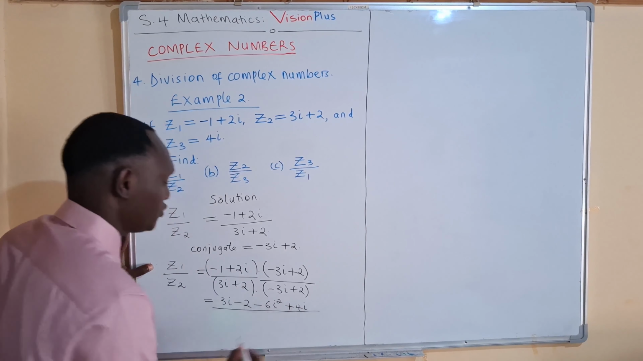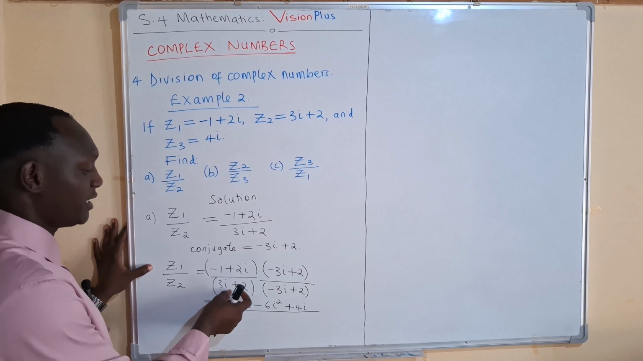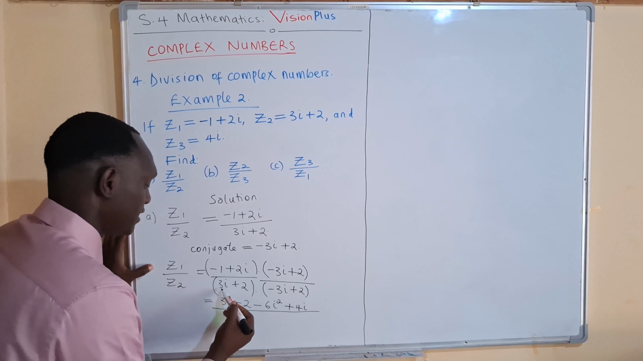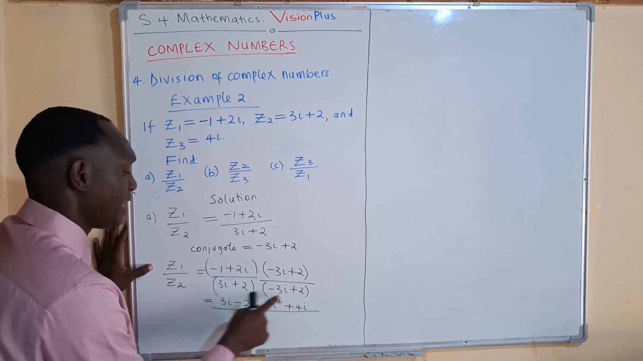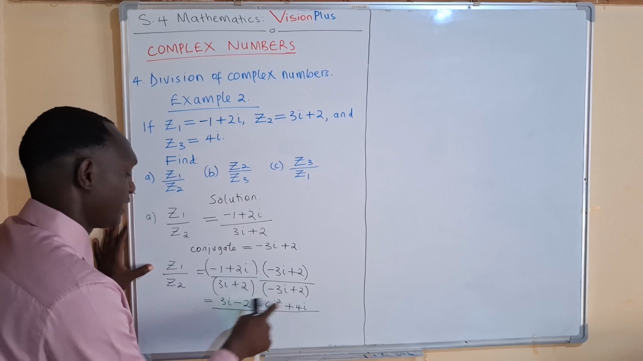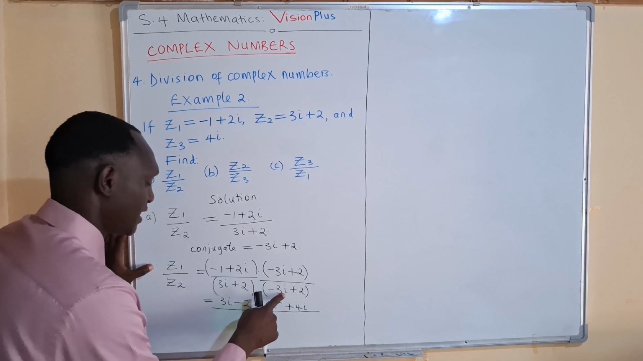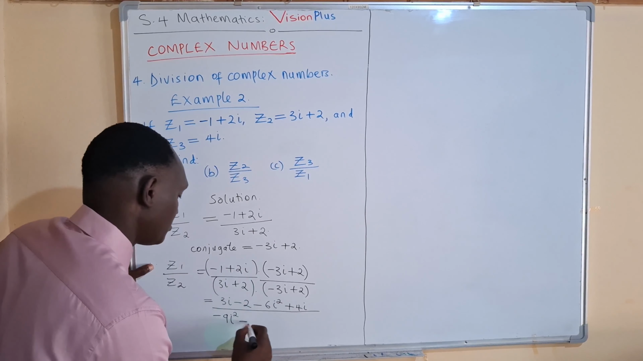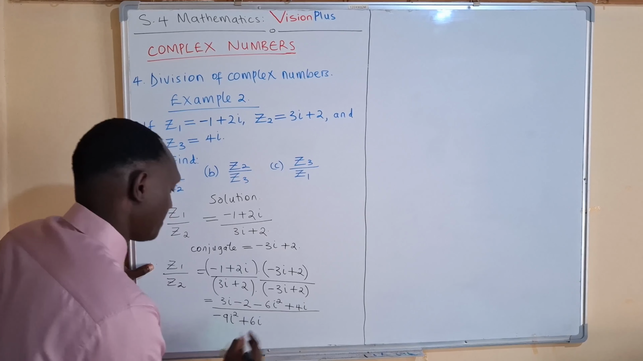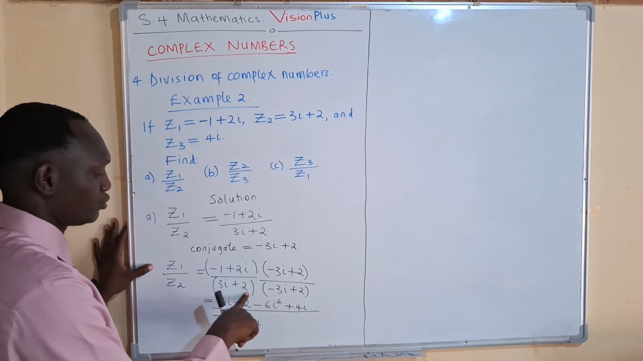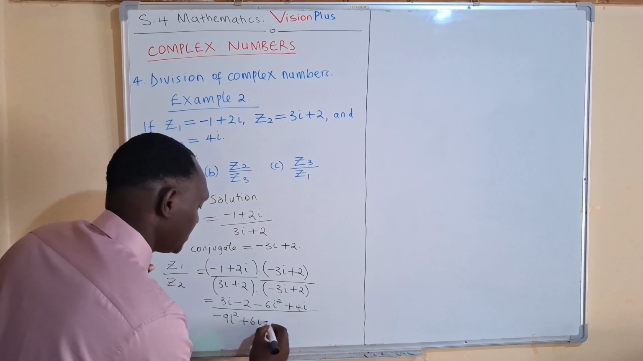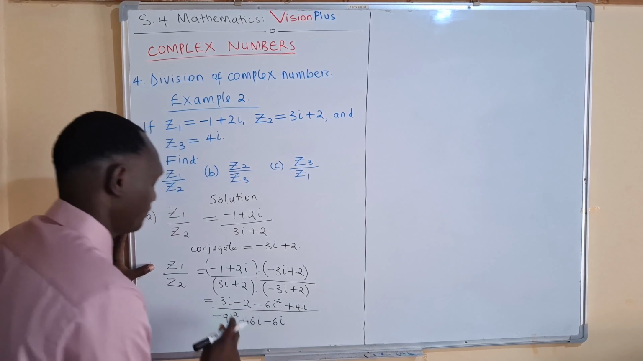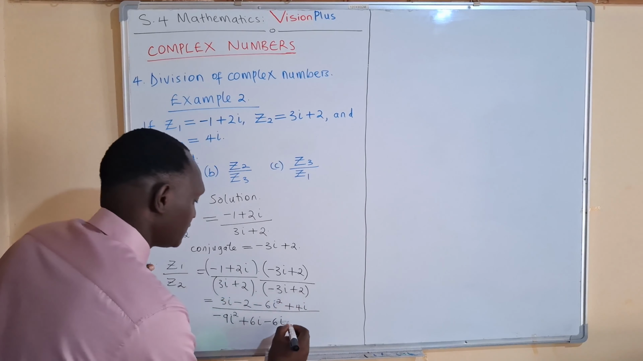But we are dividing it by the denominator, which is a product of the denominator and its conjugate. Still, because every term in one bracket has to multiply all the terms in the other bracket, we start with 3i times -3i. It gives us -9i squared. 3i times 2 gives us positive 6i. Now we are done with 3, we come to 2. 2 times negative 3i gives us negative 6i. 2 times 2 gives us 4.